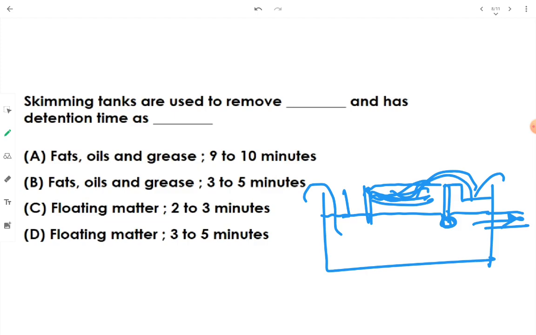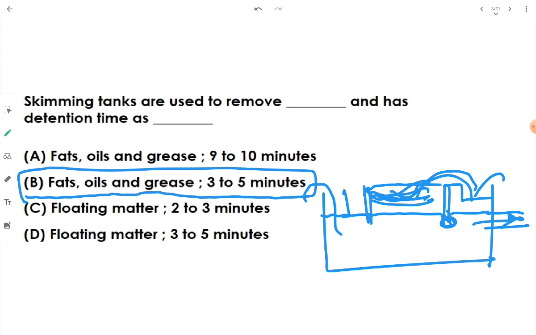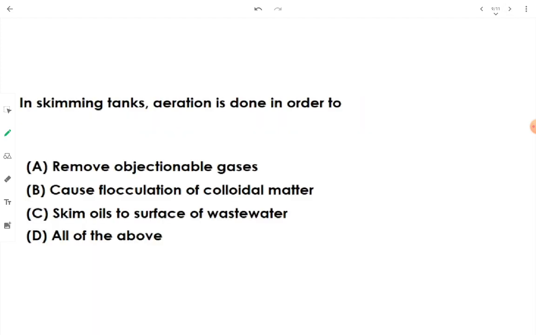Therefore the correct answer is option B, fats, oils and grease, and the DT, detention time, is 3 to 5 minutes. Then in skimming tanks aeration is done. Again in skimming tank we are doing aeration in order to remove objectionable gases, then cause flocculation of colloidal matter, then skim oil to the surface of wastewater.